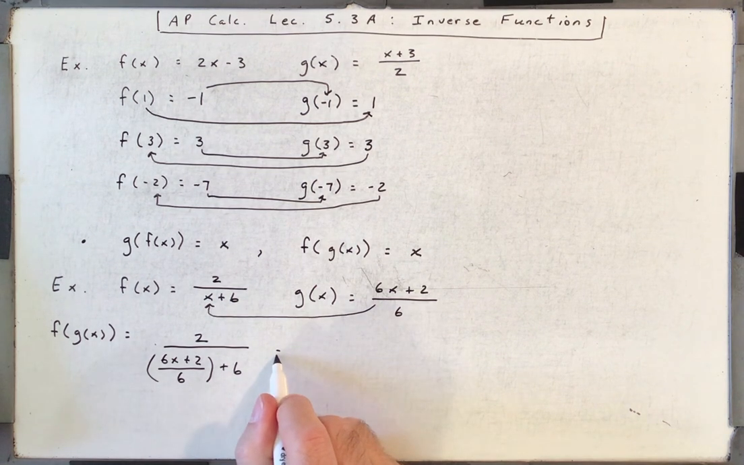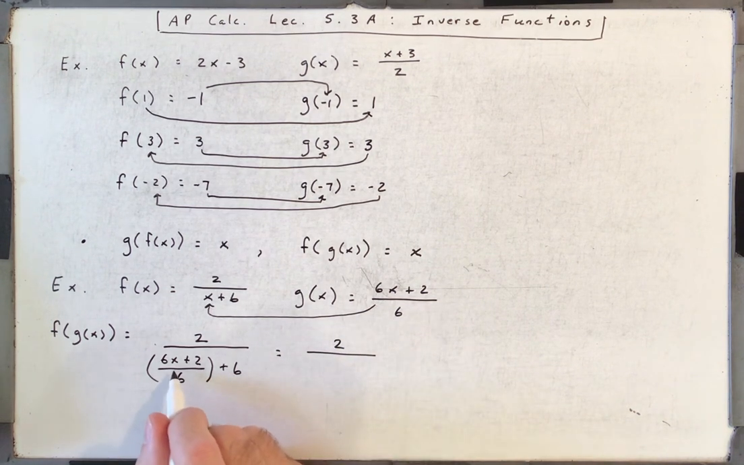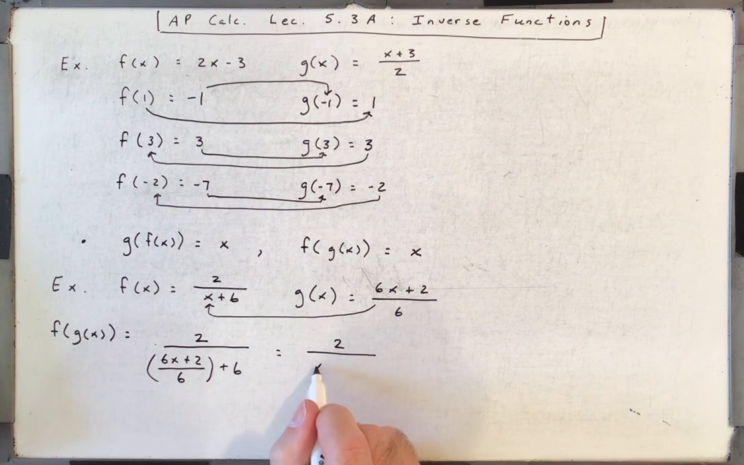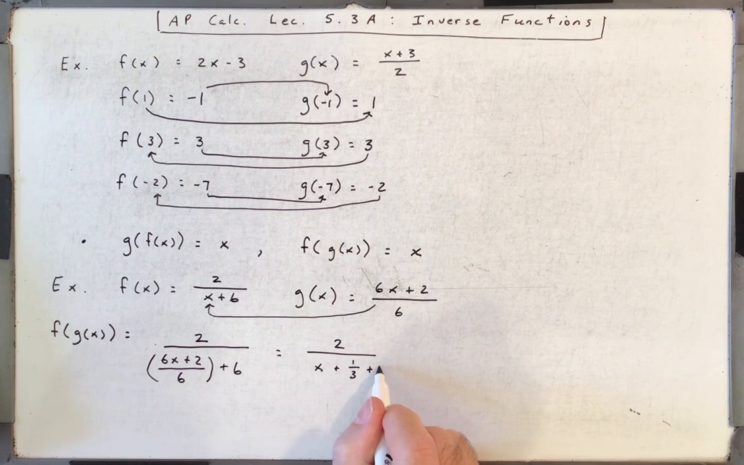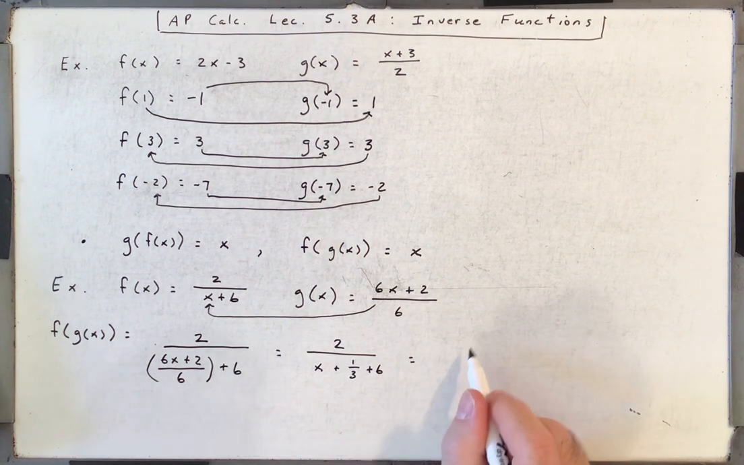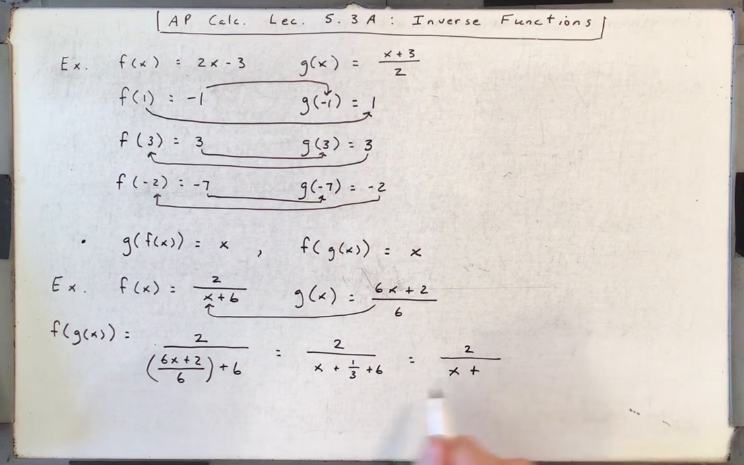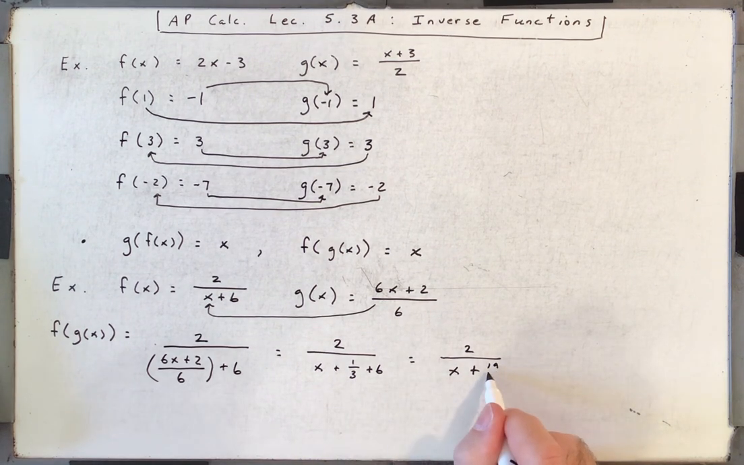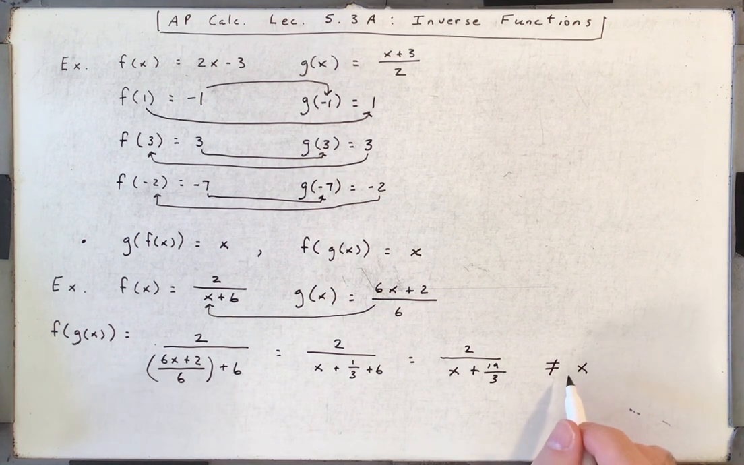All right, that's going to be the same as 2 over, 6 will go into 6x one time, so x, and then 2 over 6 would be 1/3. So plus 6. All right, and that's 2 over x plus, so that's the same as 18 over 3, right? So 19 over 3. Listen, there's no way, I don't have to go any further. That does not equal x. So you could stop here.